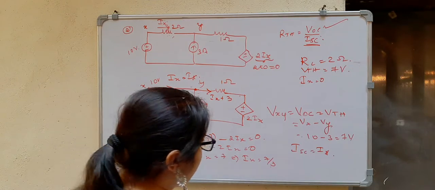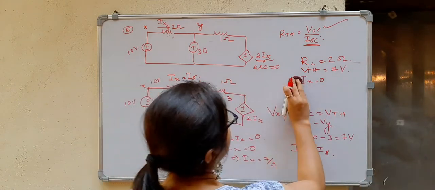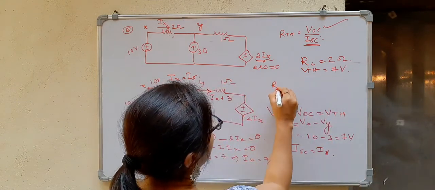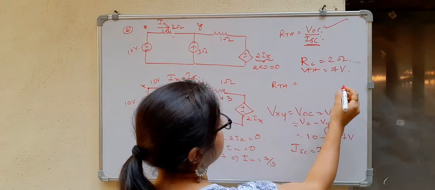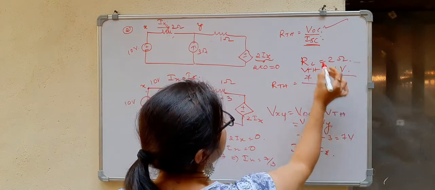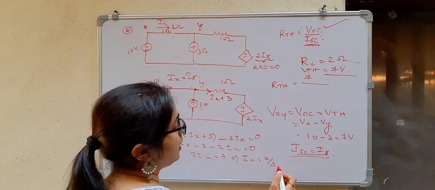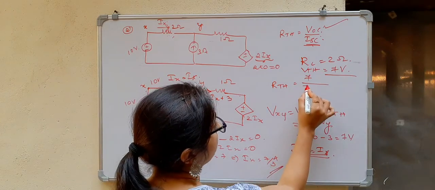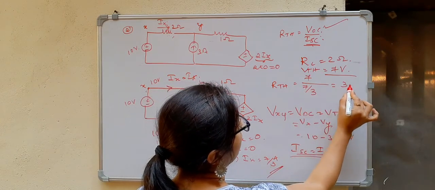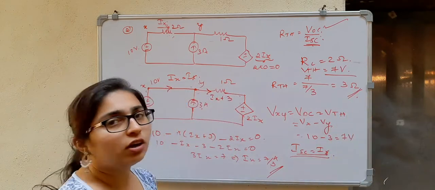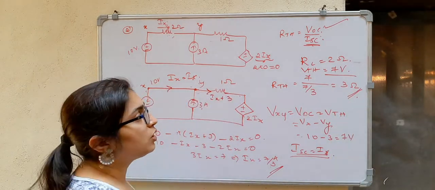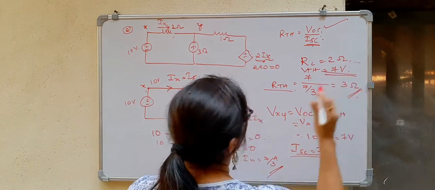So to find RTH, we have open circuit voltage, that is Thevenin's voltage 7 volts, divided by the short circuit current, that is 7 by 3 amperes, that is equal to 3 ohms. Now we got the value of RTH. We got RTH, we got VTH.